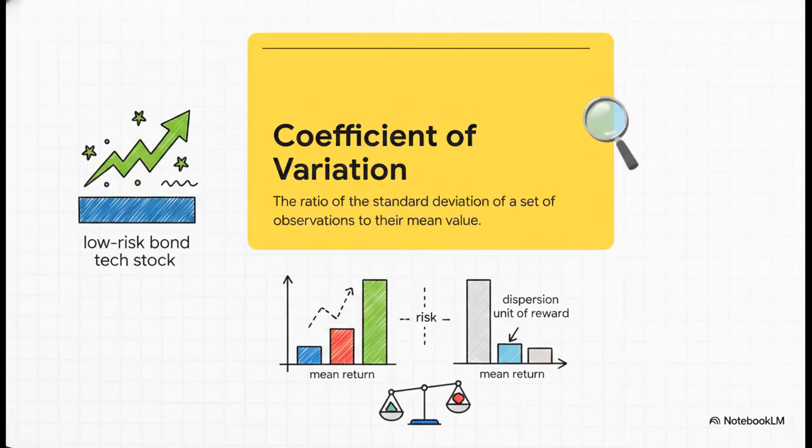But wait, what if you want to compare two totally different investments, say a super low-risk bond and a high-growth tech stock? Enter the coefficient of variation, or CV. It measures relative dispersion by dividing the standard deviation by the mean. Essentially, it tells you the exact amount of risk you're taking per unit of reward. Because it's a scale-free measure, it allows us to compare completely different investments side by side to see which one actually gives you the best bang for your buck.